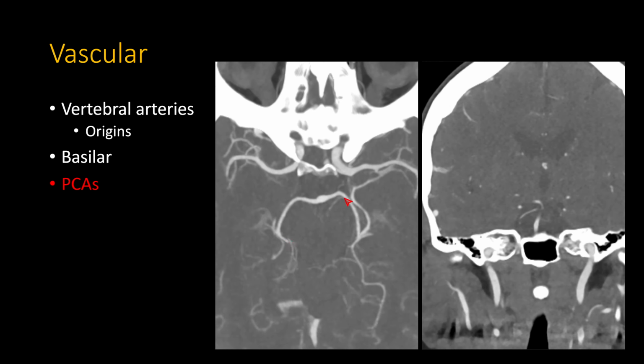You can see large portions of it, almost all the P2 segment, on this single slice, single MIP section. So if there were narrowings, you'll be able to pick them up very nicely on these axial MIPs.